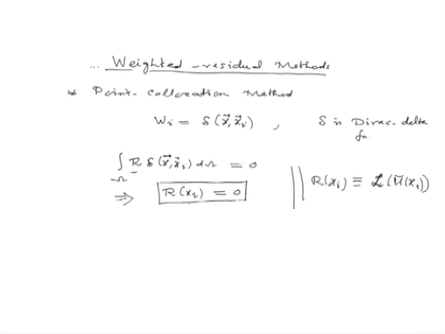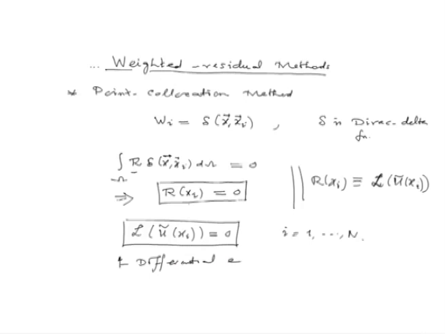So, effectively what we have done now is that we have just set L(ũ(x_i)) equal to 0 at a set of points i equal to 1 and so on to n. So, our differential equation is satisfied at discrete points x_i by the approximate solution. And if you recall, that is what we did in the case of finite difference formulation.